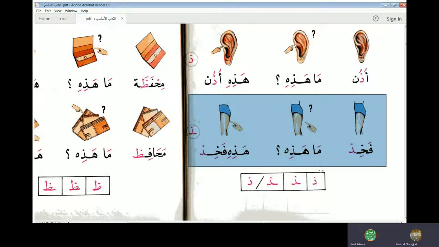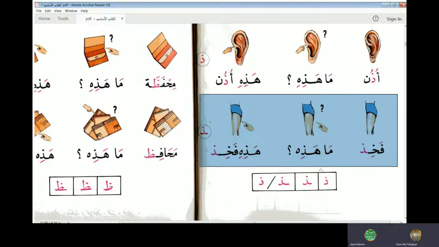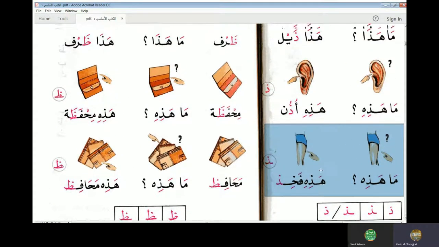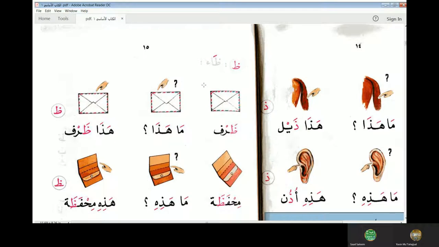Fakhidh. Is that thigh or is it leg? Thigh. Okay, thigh. Fakhidh. What is this? This is a thigh.